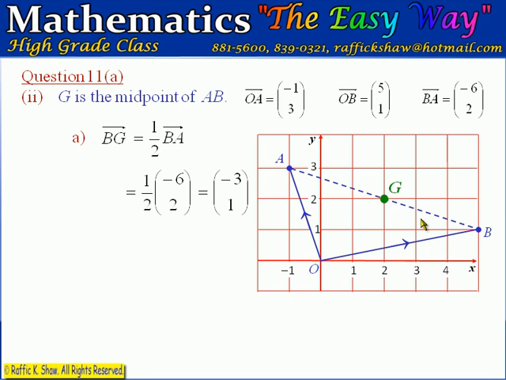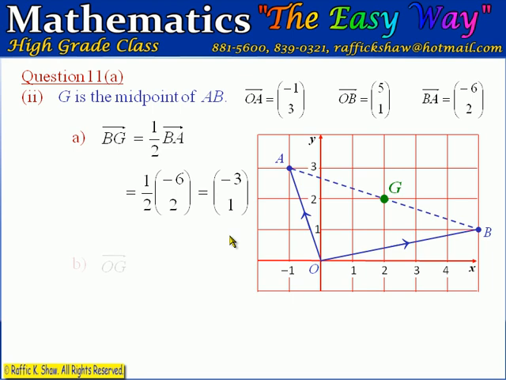Going from B to G along the components, we would have to go 3 units backwards, 1, 2, 3, and 1 unit up. That's it. To go from B to G, 3 units backwards, 1 unit up. So that confirms this calculation. The displacement vector BG is (-3, 1). So that's the answer for that part.